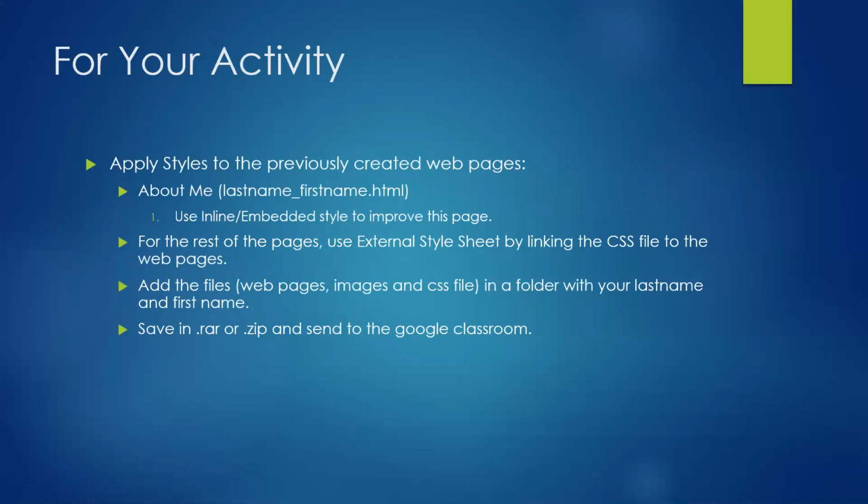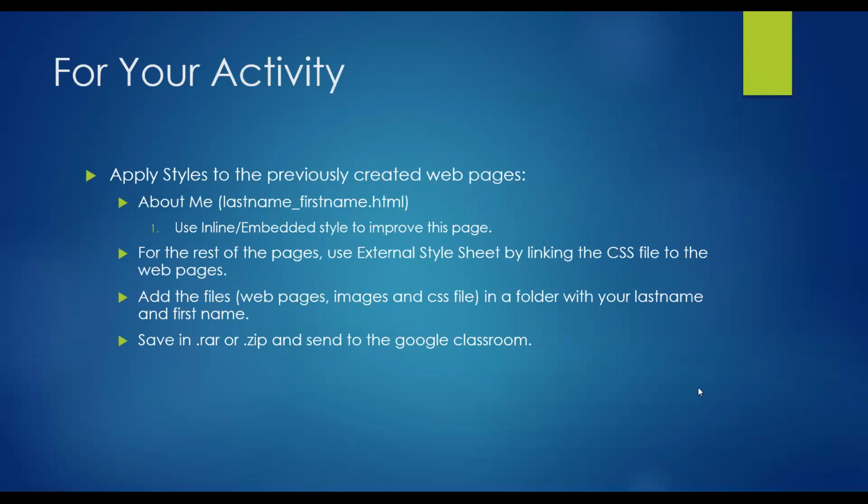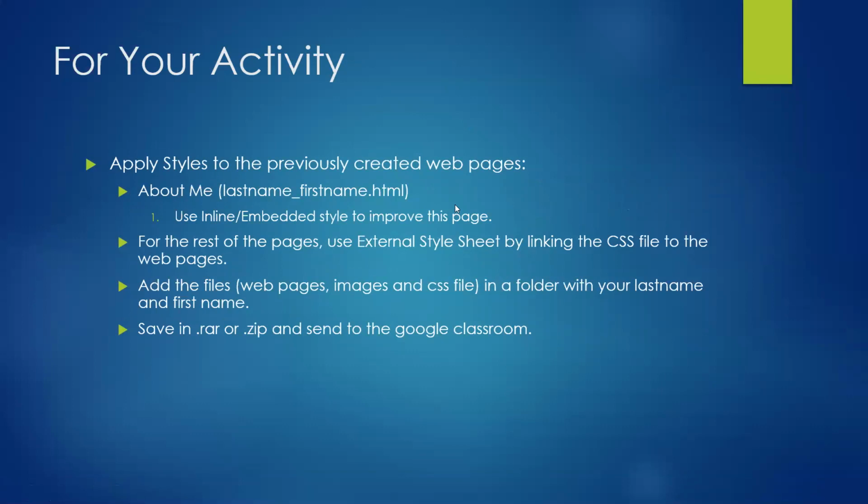So for your activity, you will need to apply. You have created your activity 1, right? You cannot do your activity 2 if you don't have activity 1. So activity 2 is that you use inline styles on your About Me page. You create styles. You use inline or embedded style to improve this page. Then for the rest of the pages, you use external style by linking the CSS file. So you need to create a CSS file where you attach your designs.